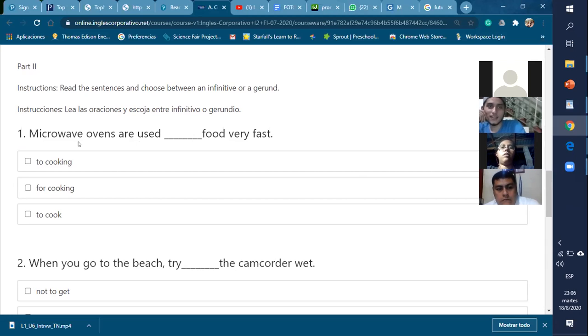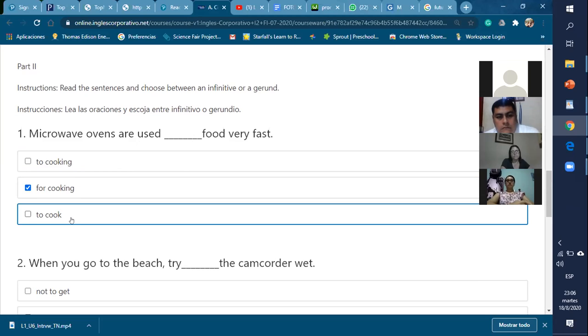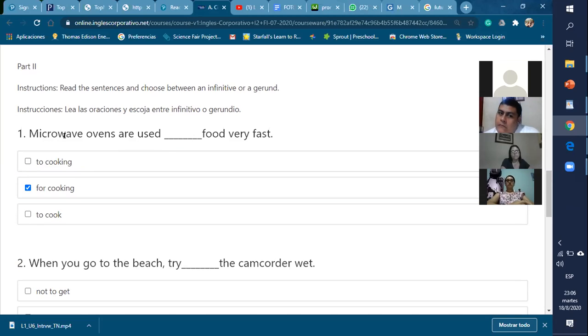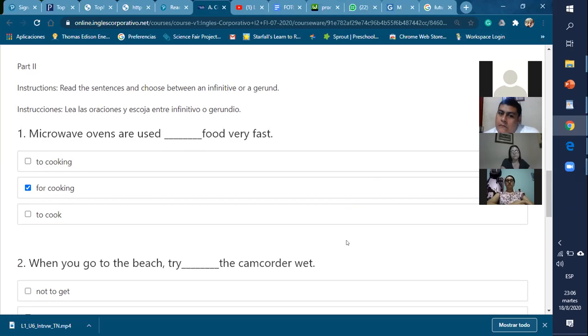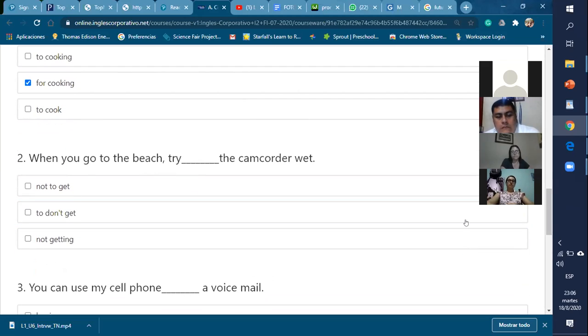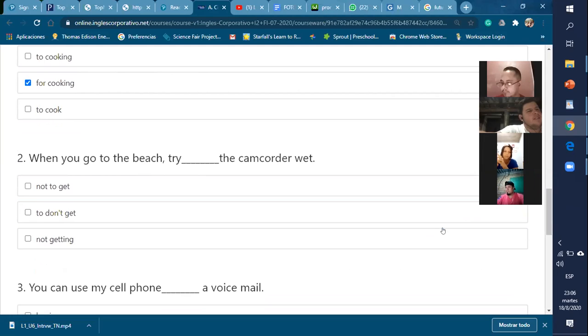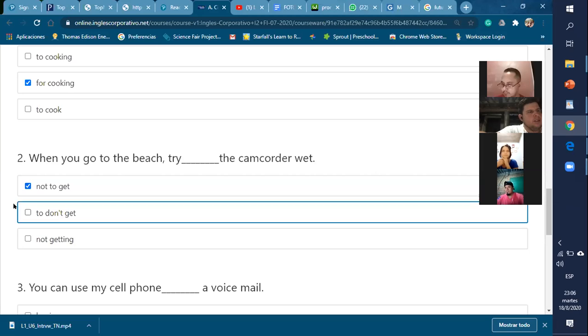Microwave ovens are used for cooking food very fast. You know, there are two possible answers here because you can also say to cook and it would be all right. By the way, this is microwave ovens, okay? Claudia Rivas. When you go to the beach, try not to get the comforter wet. Okay, great.